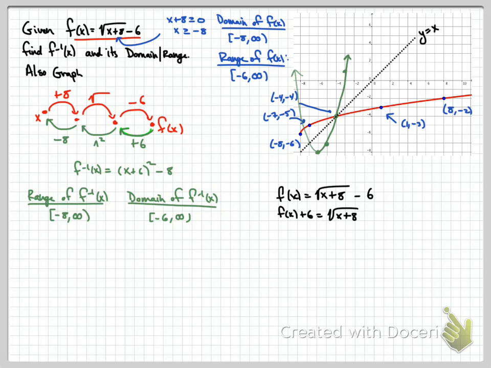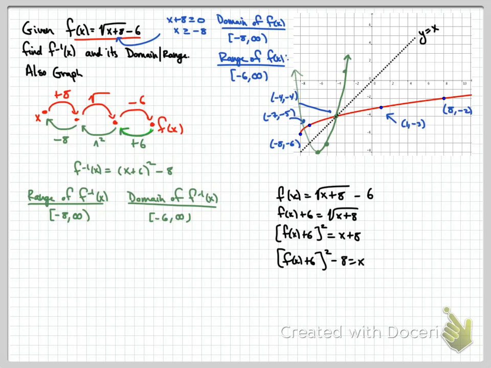I'm going to square both sides. So f of x plus 6, this whole quantity squared, equals x plus 8. And I'm going to subtract 8 from both sides. f of x plus 6, quantity squared, minus 8 equals x. And so we say, hey, you want to get your original input? This is what you do to your output.